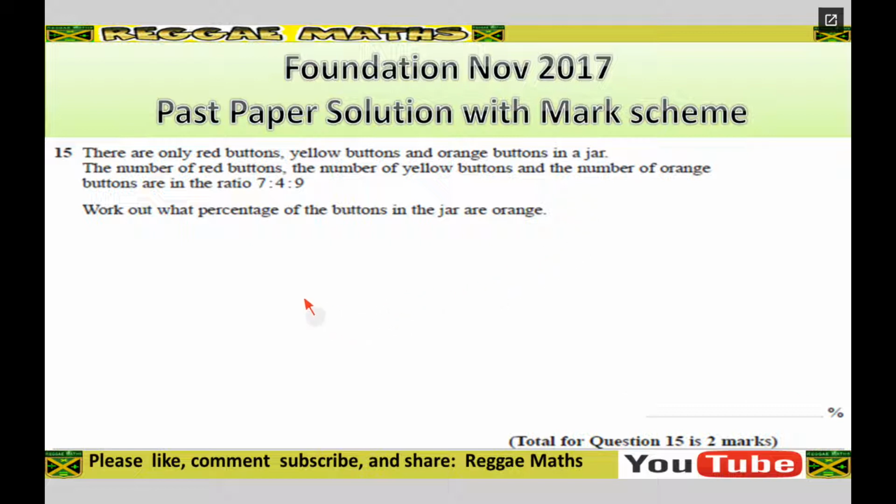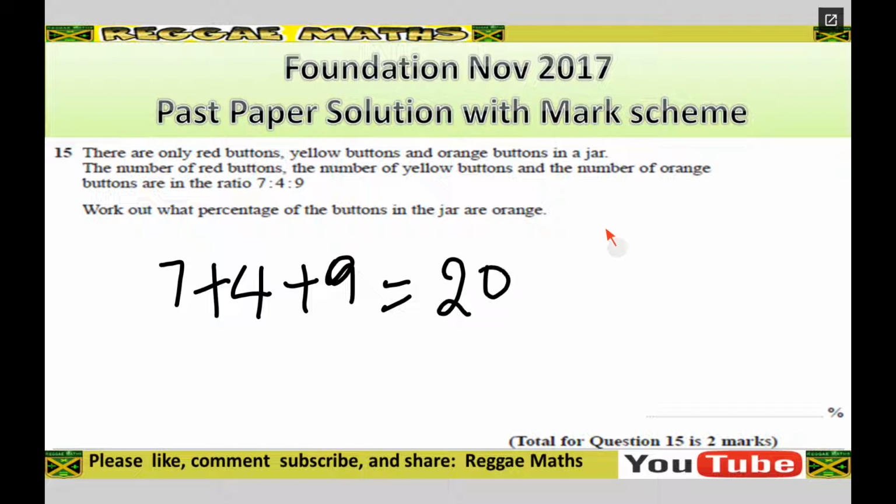Question 15, we're looking at working out the percentage. Step 1, we need to add the ratio: 7 plus 4 plus 9. We can see here that's 20. Now, we need to work out a percentage. Percentage is out of 100. So we need to realize that the 20 is the total.